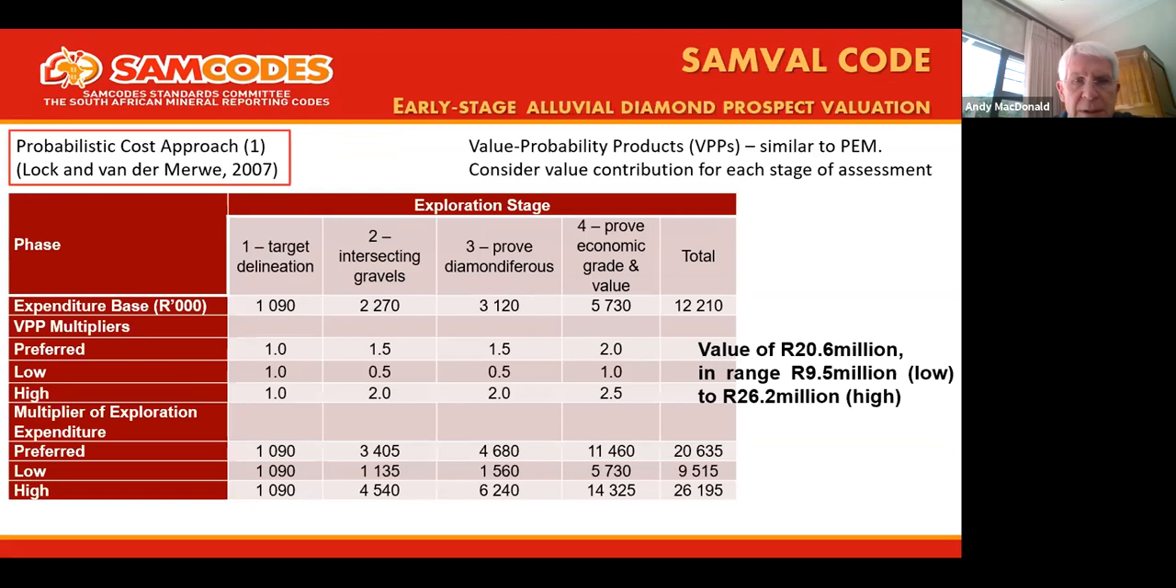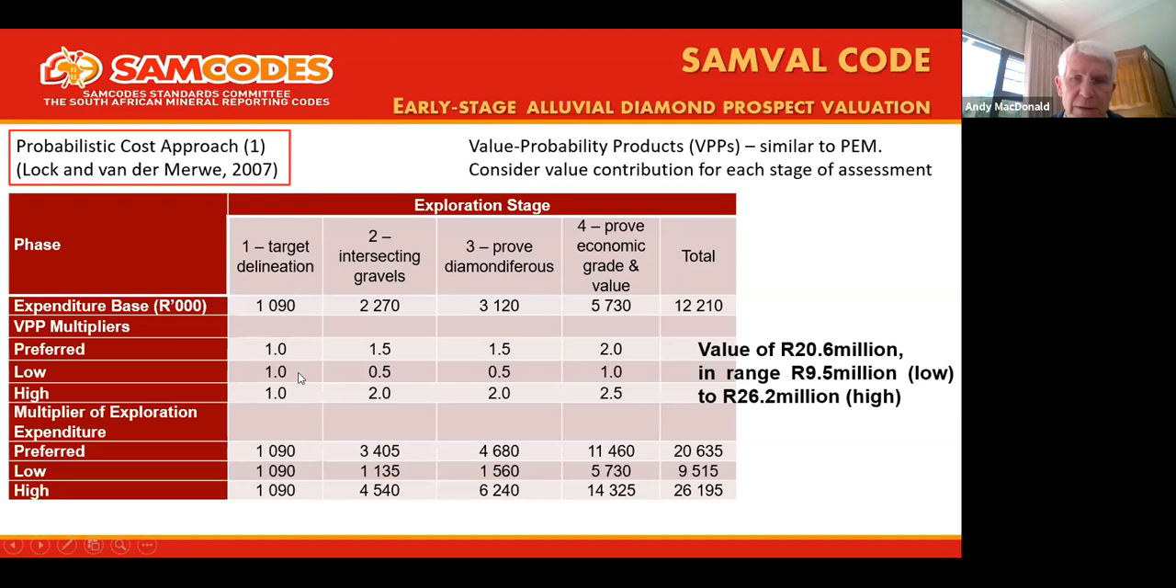Now, the probabilistic approach, this is the one method put together by Norman Locke and Andre van der Merwe in 2007. So what you're doing is you're now assigning probabilities to the different stages, as you can see in the middle here. So you have a preferred, a low, and a high for the success, the probability that a given step would be successful.